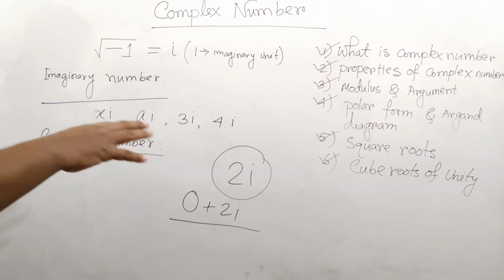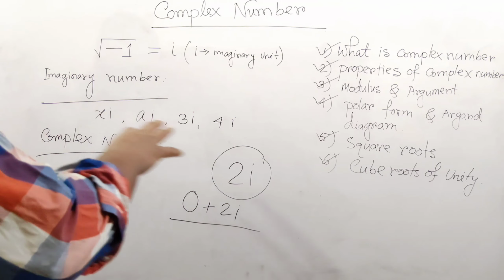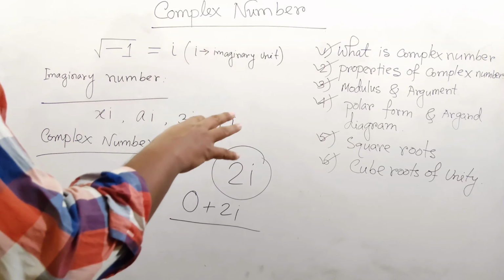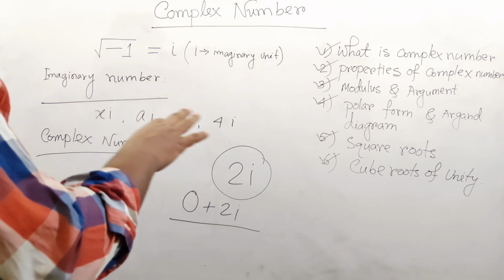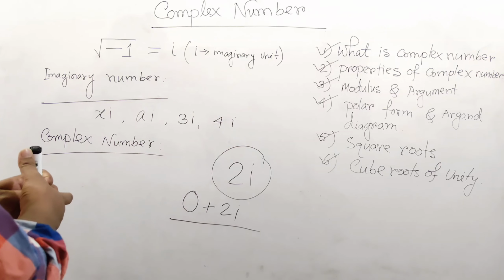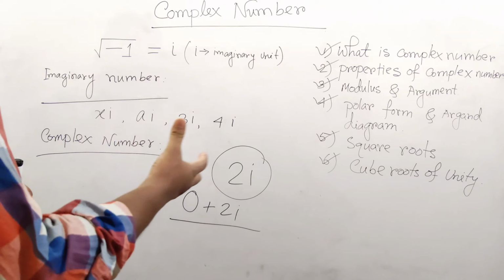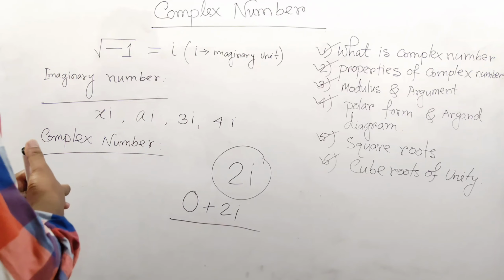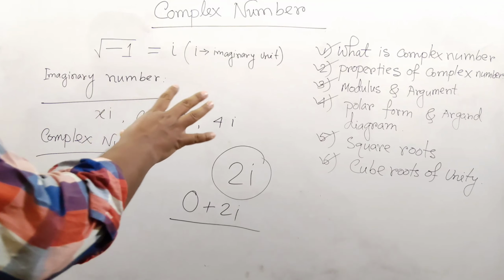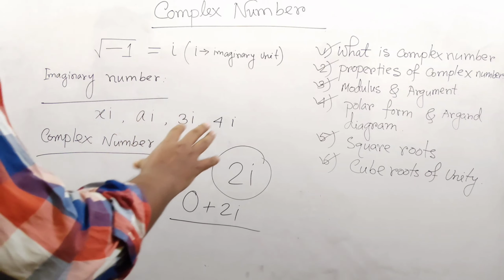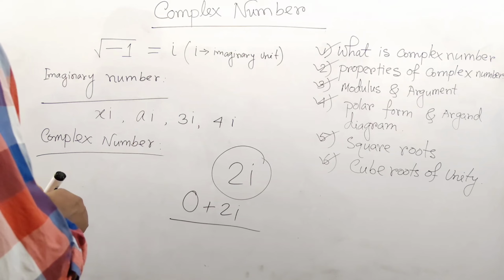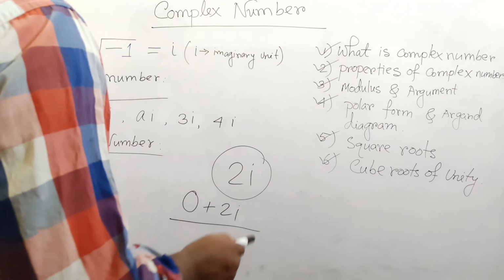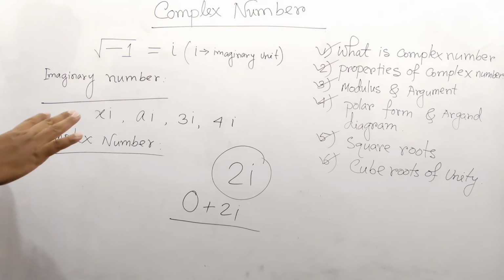So in conclusion, we can say that all imaginary numbers are complex numbers, but all complex numbers are not imaginary numbers. That means all imaginary numbers can be converted into complex numbers, but all complex numbers cannot be converted into imaginary numbers. So this is about the complex number. I think now everyone is clear about this.